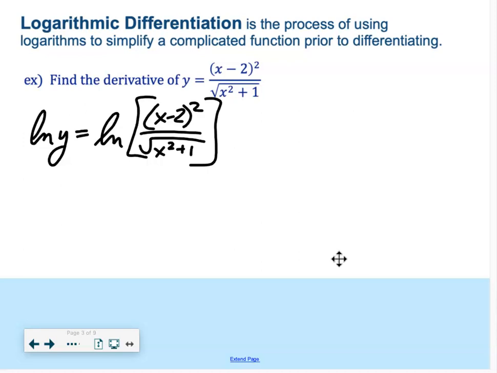The left side doesn't change, right? Left side's still ln y. On the right side, I want you all to take a minute and break up that log. Yes? Can you use parentheses instead of brackets? Oh, yeah, I don't care. Grouping symbols are personal preference. That's fine. Make sure you put all your exponents in front.